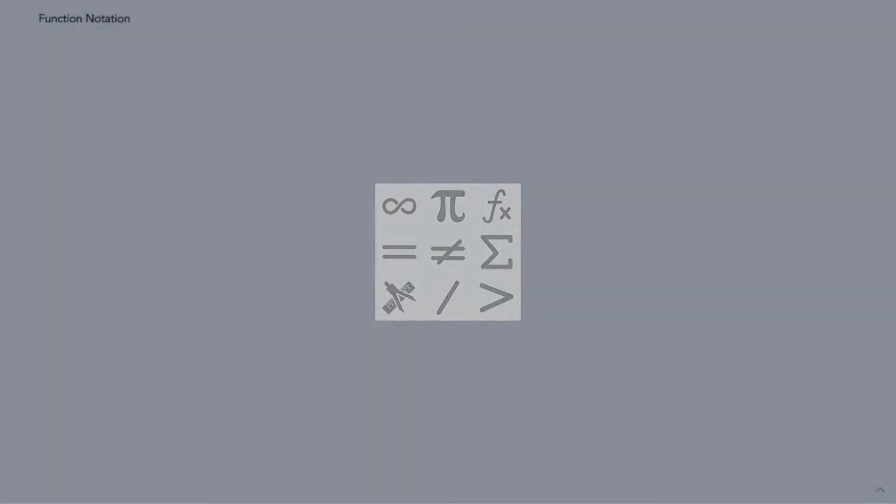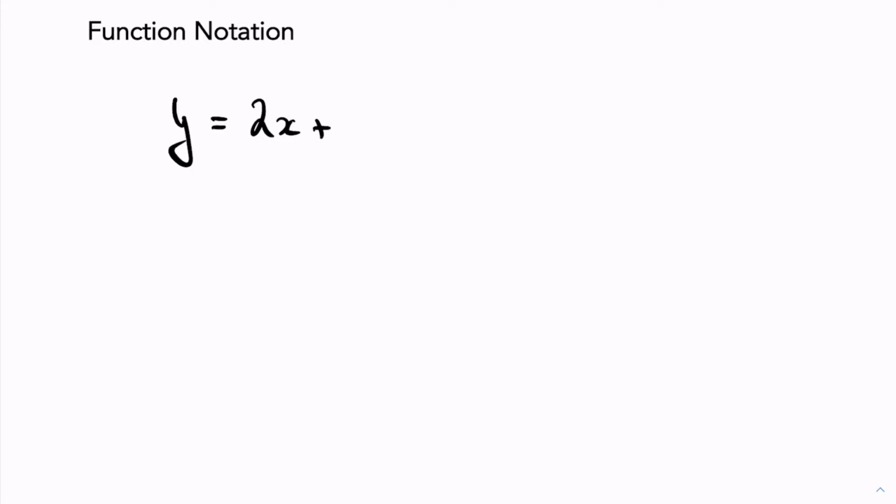So now let's look at function notation. Function notation is just a concise way of representing relationships between elements in a set. You've already been using this kind of intuitively and just not naming it, but every time you do something like this, y equals 2x plus 5, you are actually using a function, because for each value of x, I get one value of y.